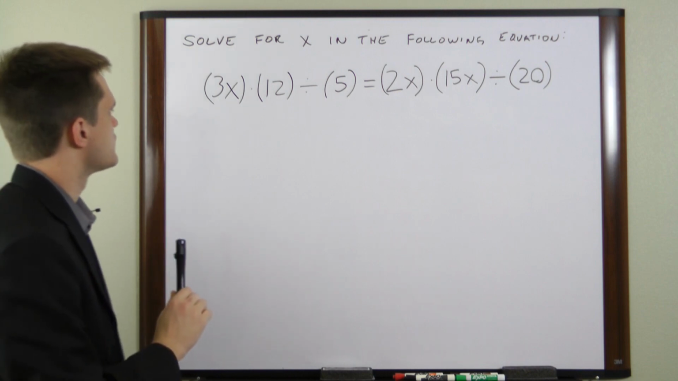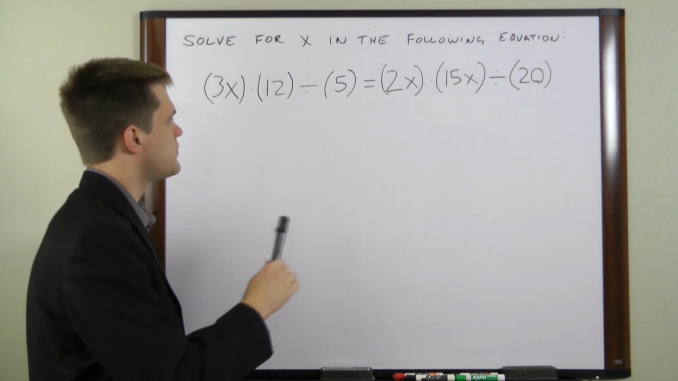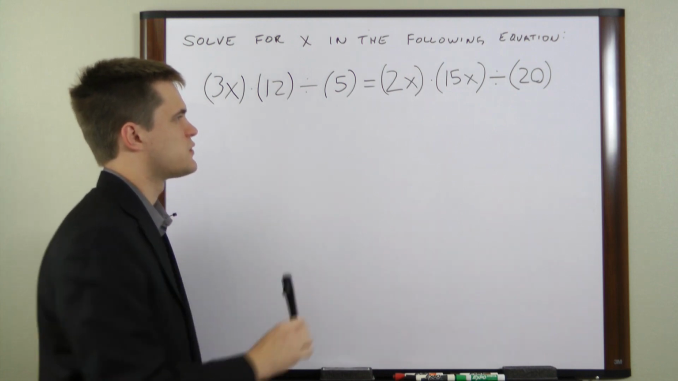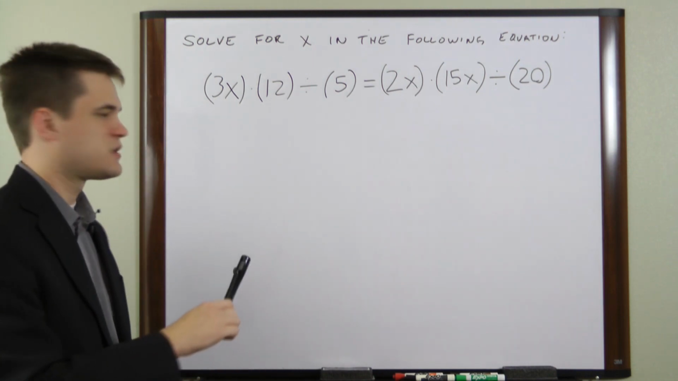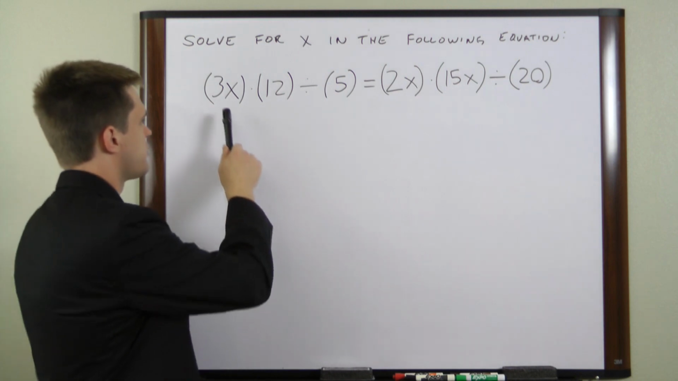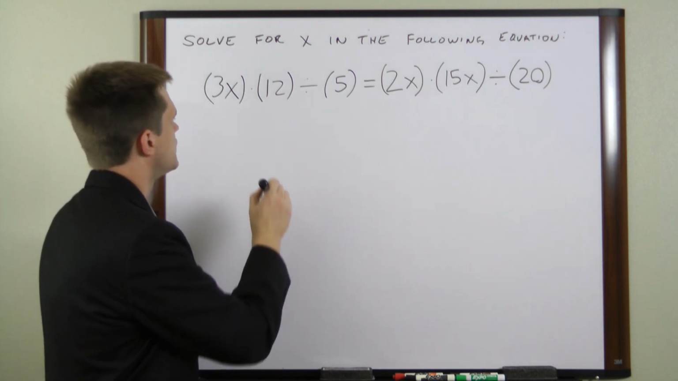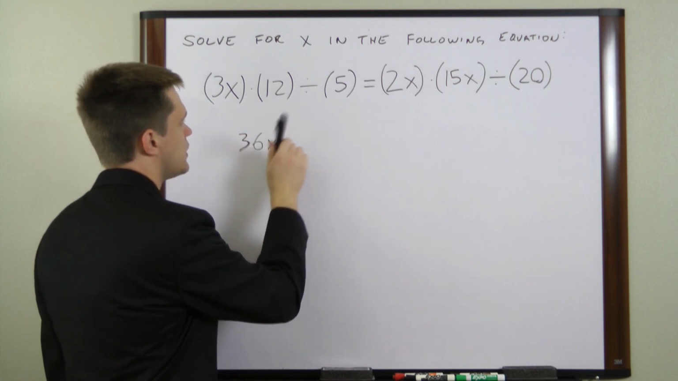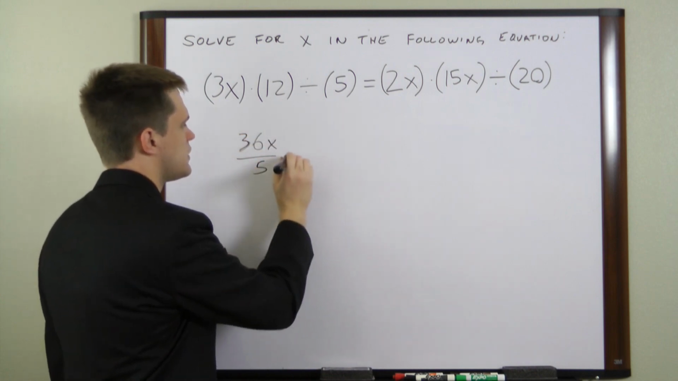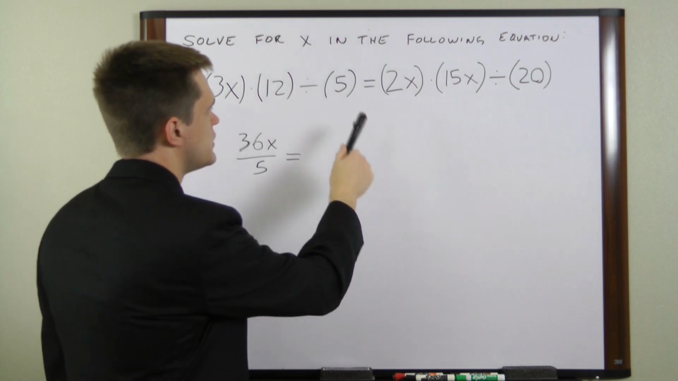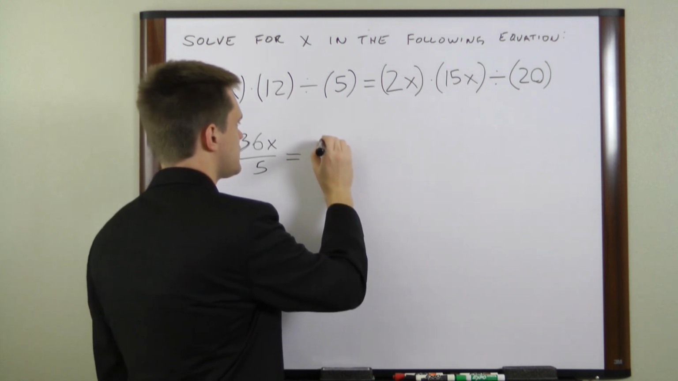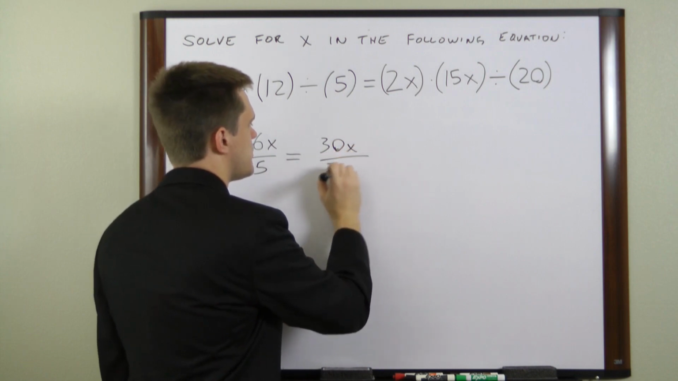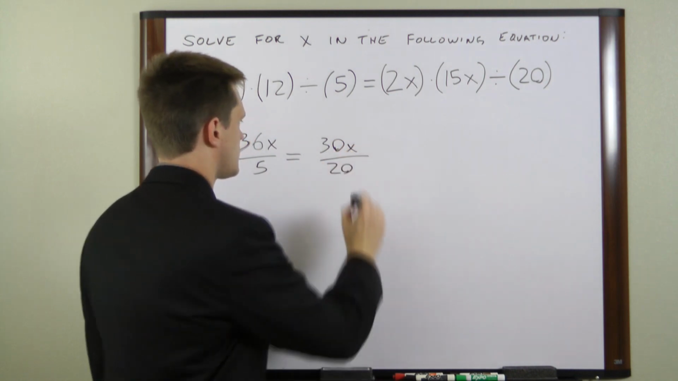Because what we have is 3x times 12 divided by 5 equals 2x times 15x divided by 20. So let's simplify this a little bit. We have 3x times 12, which is 36x, divided by 5, and that's equal to 2x times 15x, which is 30x squared, divided by 20.